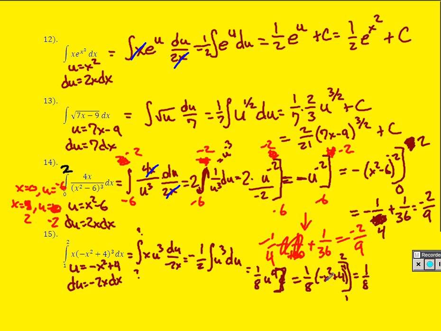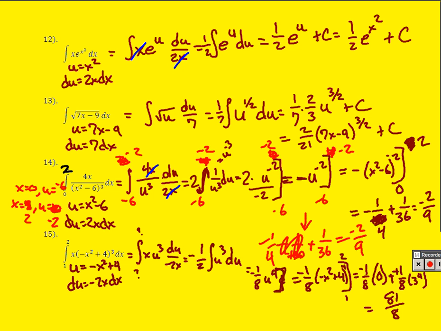When I plug in 2, 2 squared is 4, negative that is negative 4, plus 4 is 0. And then minus negative 1/8 of, when I plug in 1 there, I should get negative 1 plus 4, so I should get 3 to the 4th power for that. So that's minus a negative, plus a positive, so I should get a positive answer as a result. 3 to the 4th power is 81, and over 8 is my answer, 81 over 8.